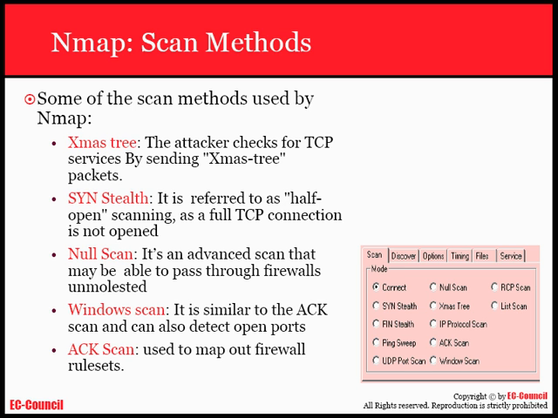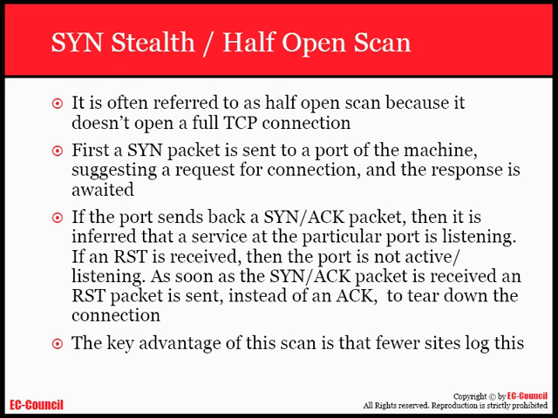There are also null scans. This is basically an advanced scan that can sometimes pass through certain firewalls. There's also a Windows scan, which is similar to an ACK scan that we can use to detect open ports. And of course, there is the ACK scan itself, which we can use to map out firewall rule sets based upon what kind of responses we get. Now, a SYN stealth, or a half-open scan, is often referred to as half-open because it doesn't open a full TCP connection.